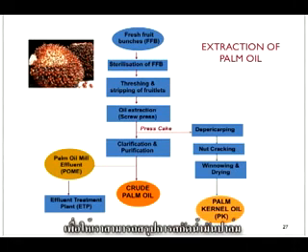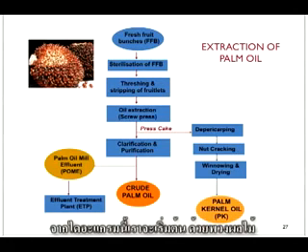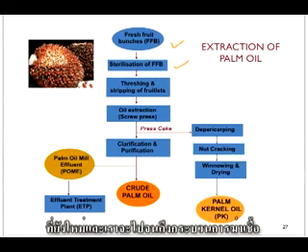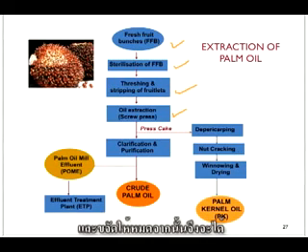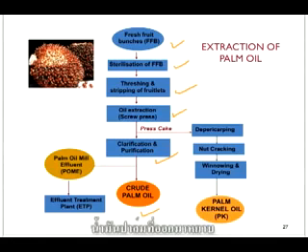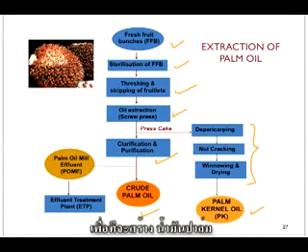So we can summarize the extraction of palm oil from this diagram. We start with fresh fruit bunch. It will go through the sterilization process, stripping of the fruitlets, then the extraction by using a screw press, and the clarification and purification before finally we get the crude palm oil. And the kernel will go through also a separate process to produce the palm kernel oil.